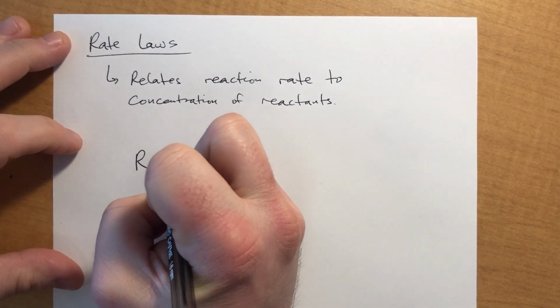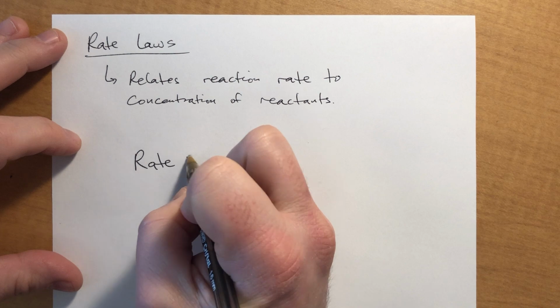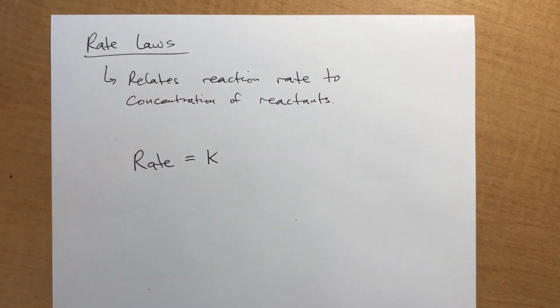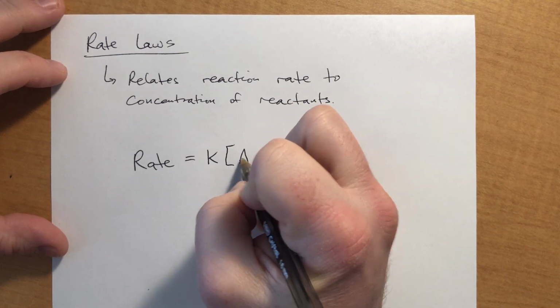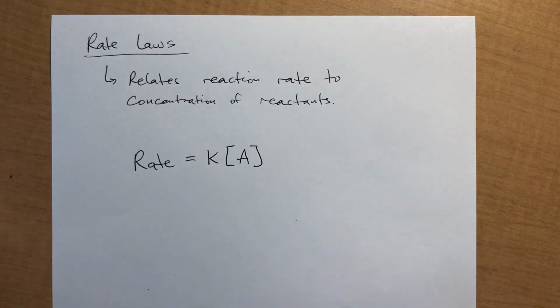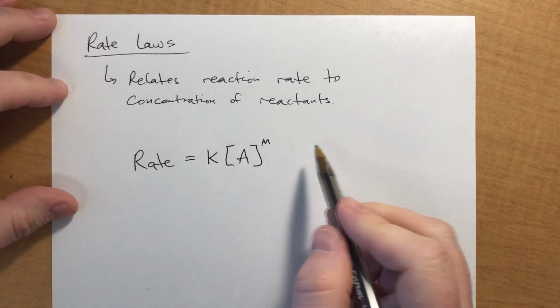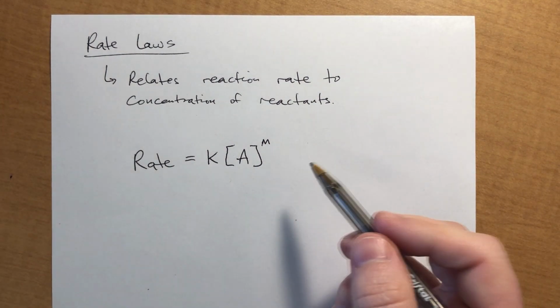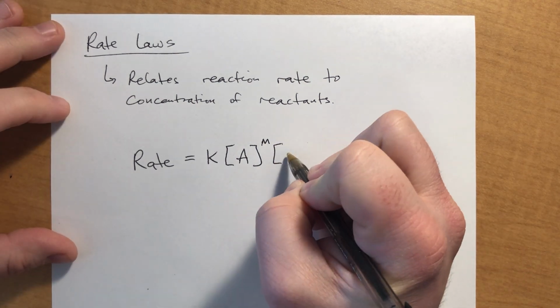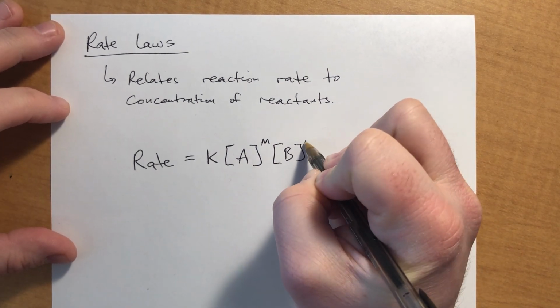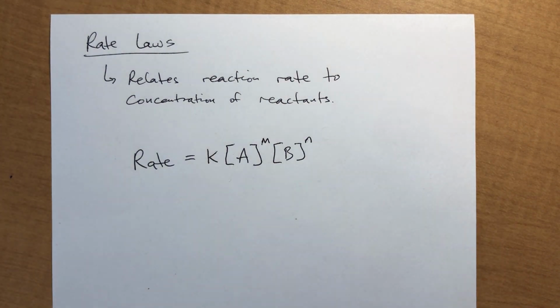The rate at any given moment is equal to K, which is a constant we'll have to figure out, and I'll show you how to do that, times the concentration of one of the reactants. If you have like two reactants, it would look like this, raised to some exponent. Some textbooks use like X and Y. The textbook I stole this from uses M and N, okay, times the concentration of whatever the next thing is raised to the N. Okay, so I need to label a few of these things.